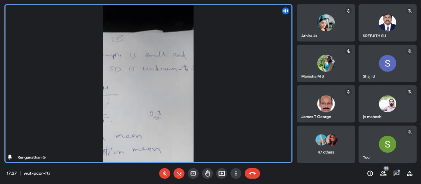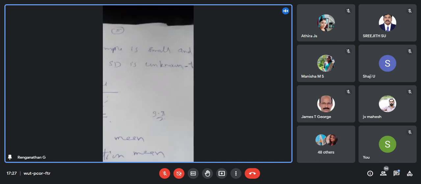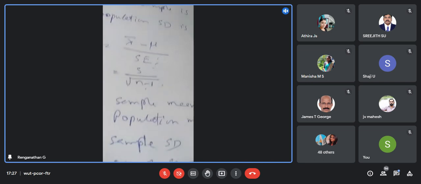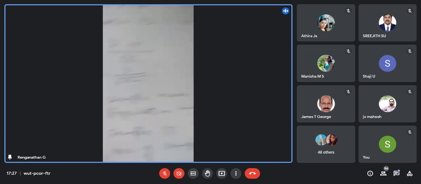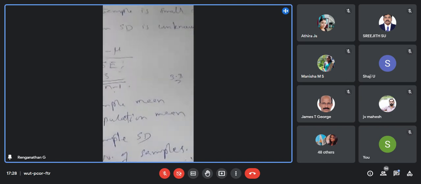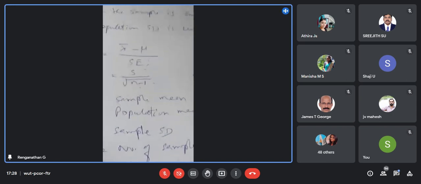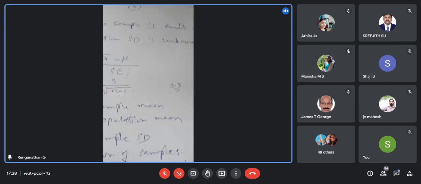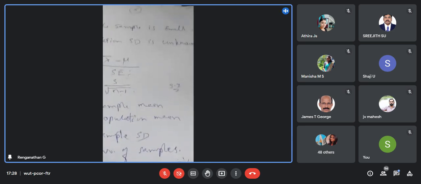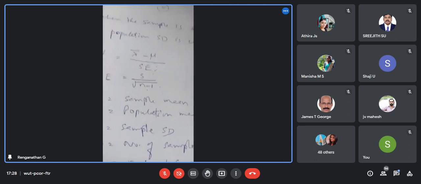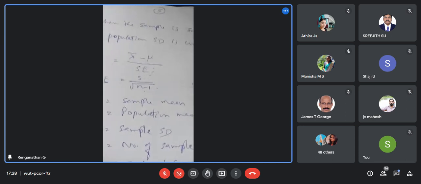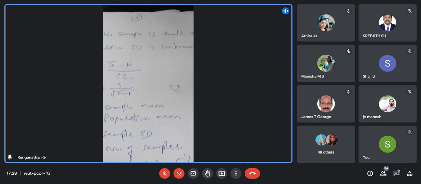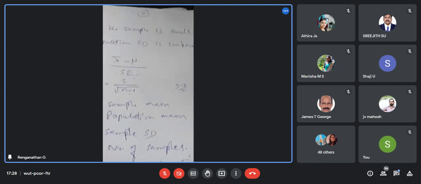After this, we have to look into the table, the T table. In order to look into the T table, you have to assess the degree of freedom. What is the degree of freedom formula? Degree of freedom is equal to n minus 1. Here n is 26, minus 1, is equal to 25. 25 is the degree of freedom. And 5% is the significance level. Here the degree of freedom is 25 because it is n minus 1, 26 minus 1. And 5% is the significance level.